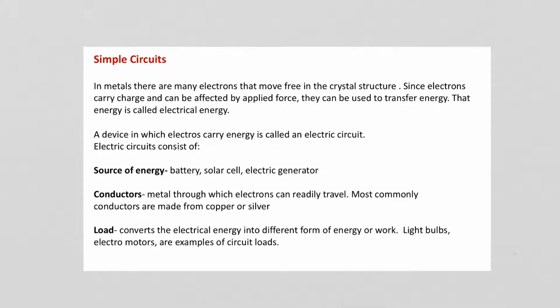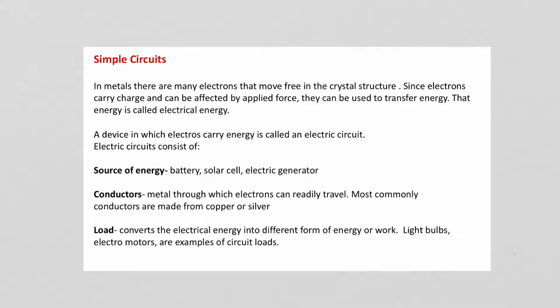A circuit needs three main components in order to function properly and be able to extract the energy carried by electric charges. A circuit needs a source of energy, which would be either a battery, a solar cell, electric generator, or the power grid. So the source provides the energy that the electric charges will carry around the circuit that will be used for various purposes later.